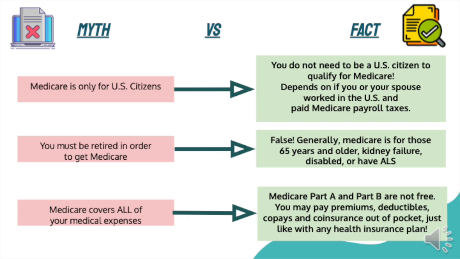Myth number 2, you must be retired to get Medicare. This is not true. Generally, Medicare is for those 65 years of age and older, and those who are disabled, have kidney failure, or have ALS. Myth number 3, Medicare covers all your medical expenses. Unfortunately, this is also false. Medicare Part A and B are not free. You may pay premiums, deductibles, copays, and co-insurance out-of-pocket costs, just like with any other health insurance plan.